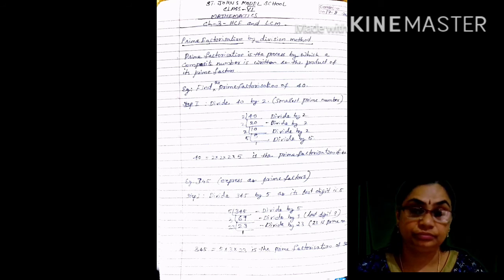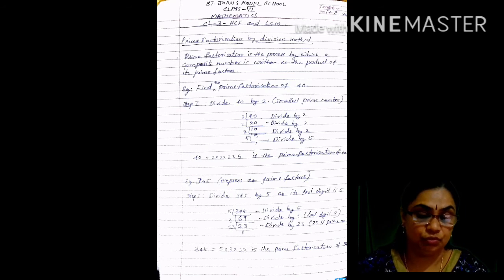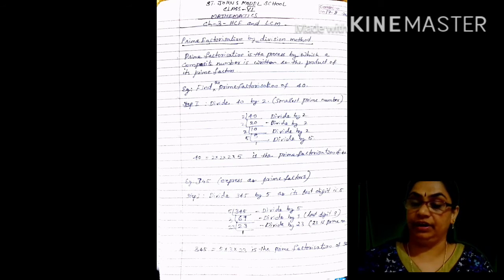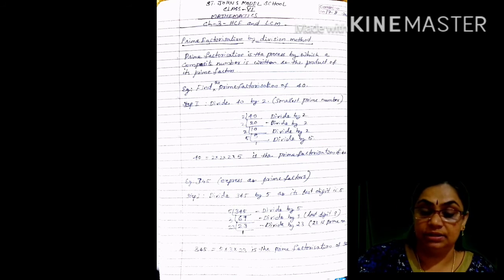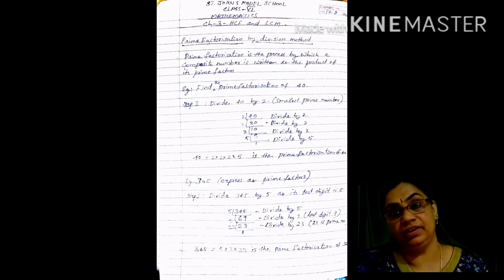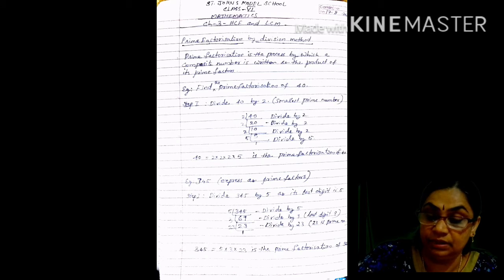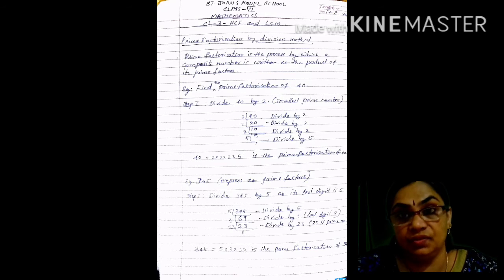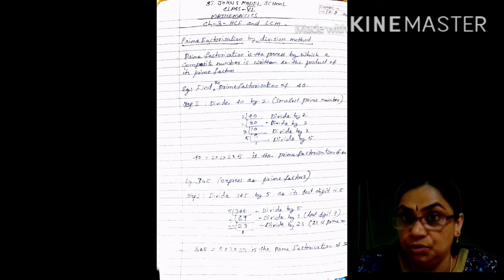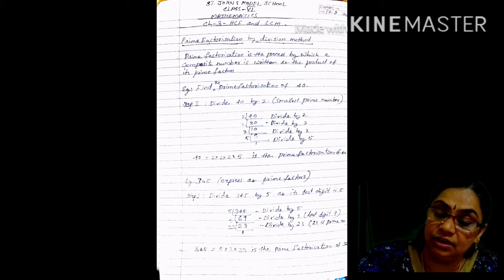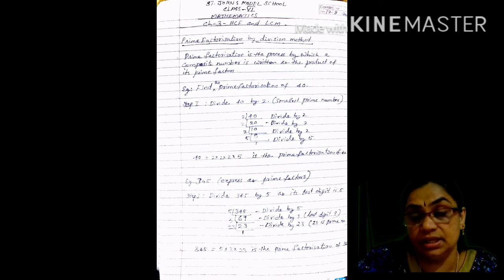Now we move on to the next example. I have shown you 345. When we prime factorize 345, the last digit is 5, so we cannot divide it by 2. We cannot start the division by 2. We will start the division by 5 only.